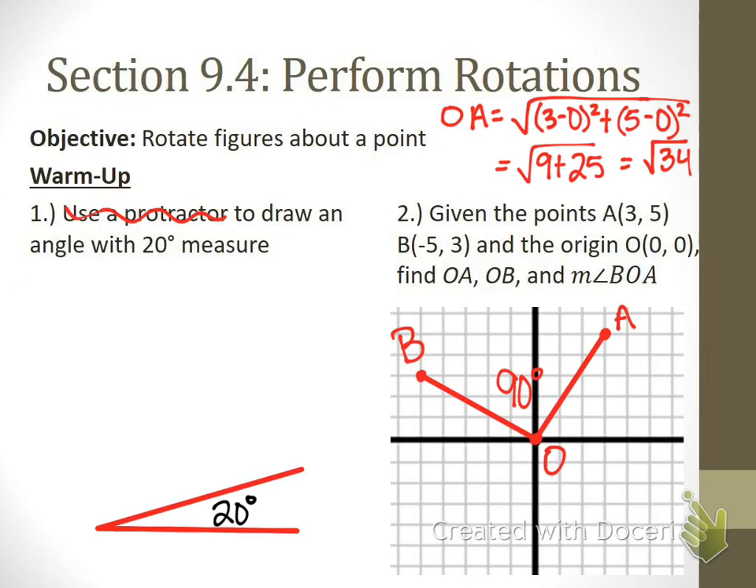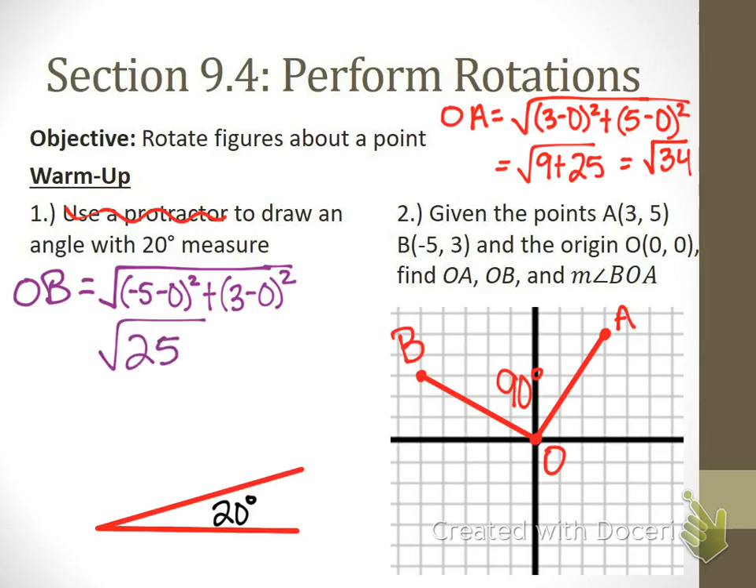So, for OB, students, are we ready to continue? Okay. What's the first x you want to use? -5 minus 0 squared, and then our y, 3 minus 0 squared. -5 minus 0, square it, 25, and 3 minus 0 squared. Again, we can see we get the same thing. Questions, concerns?